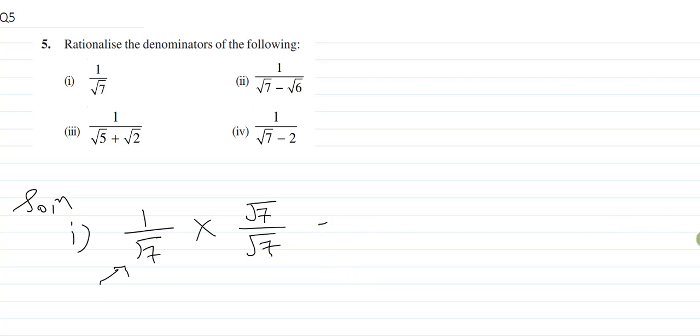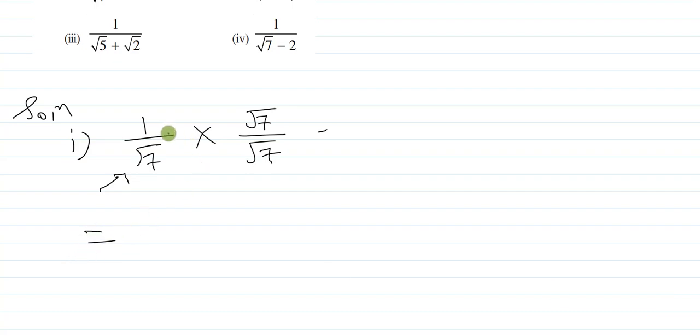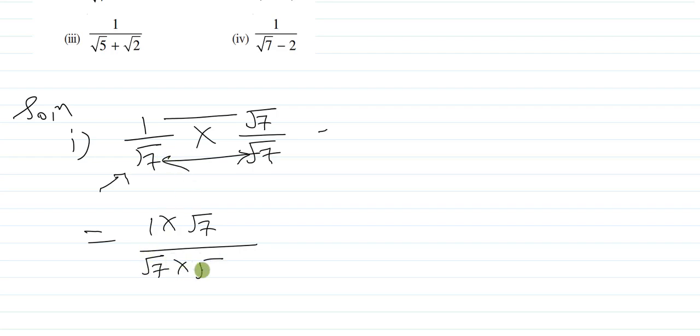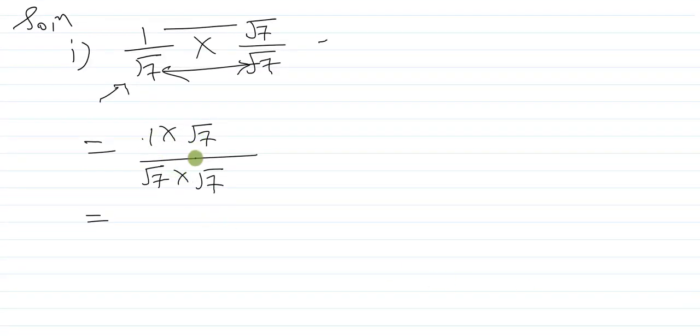So the answer will be, in multiplication we know how we are going to multiply. Numerator into numerator, that is 1 into root 7, and denominator into denominator, that is root 7 into root 7. So the answer will be, in numerator 1 into root 7, root 7. In denominator root 7 into root 7, 7. So in this way we have rationalized the denominator.